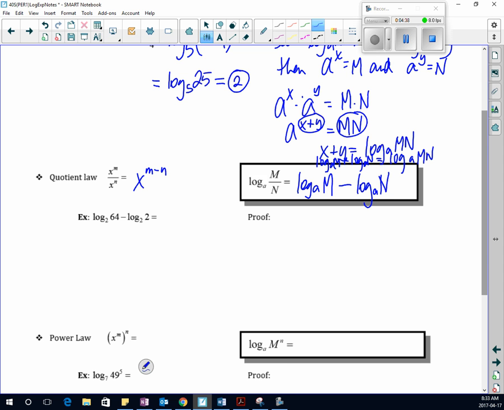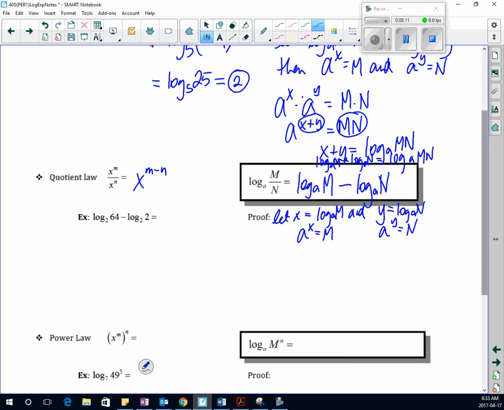So again, I can do the same proof. Let x equal log of m base a and y be log of n base a. Again, I'm going to change it into exponential form. So what would this become as an exponential? A to the power x equals m, and this would become a to the power y equals n.